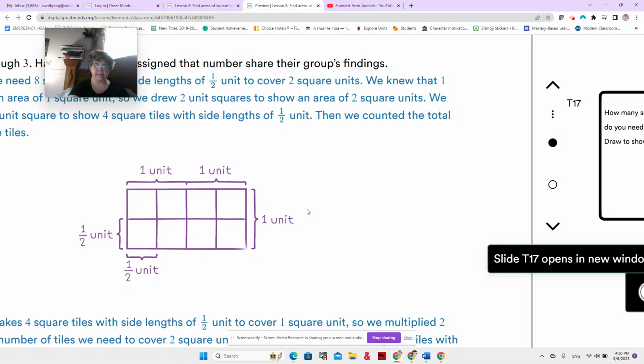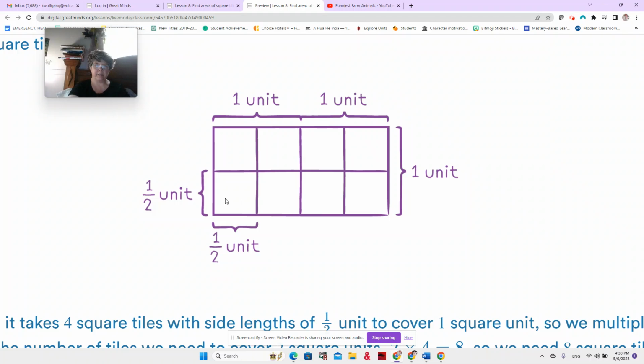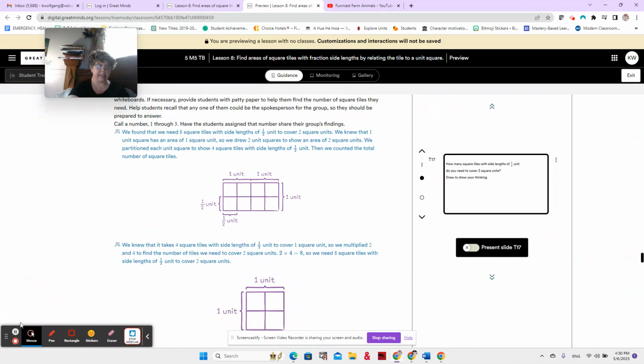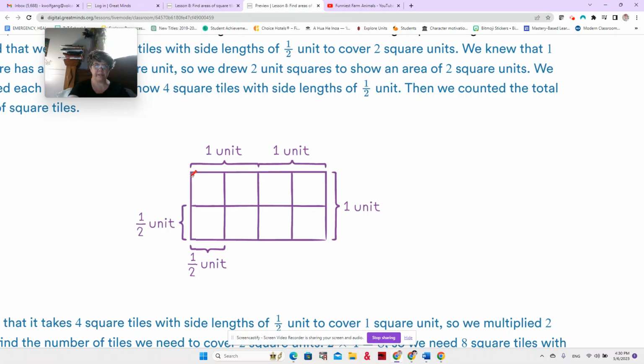Something like this. You can see our 2 square units. I'd like to kind of outline them. Let me grab a pen over here. So our 2 square units, here's one piece of patty paper, right? And here's the other piece of patty paper.